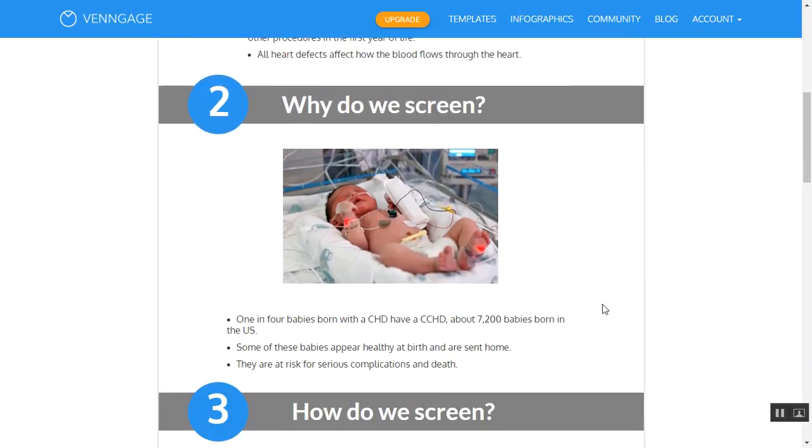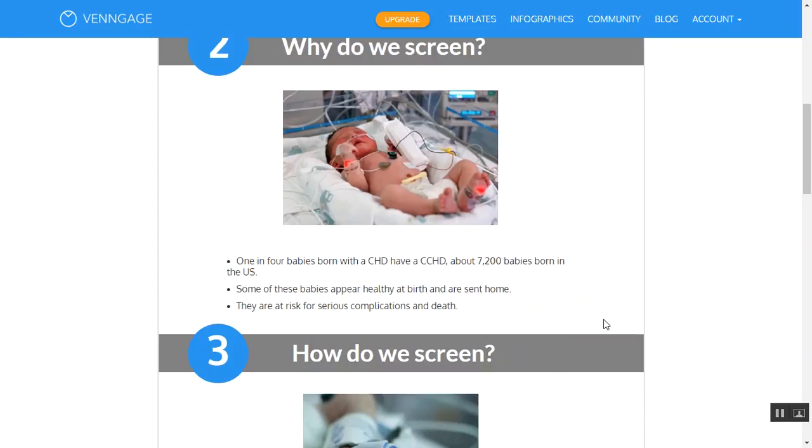So, why do we screen for congenital heart defects? 1 in 4 babies born with a congenital heart defect will have a critical congenital heart defect. So that's about 7,200 babies born in the United States. And the thing is that some of these babies appear healthy at birth and are sent home. And when that happens, that puts those babies at risk for serious complications and even death.